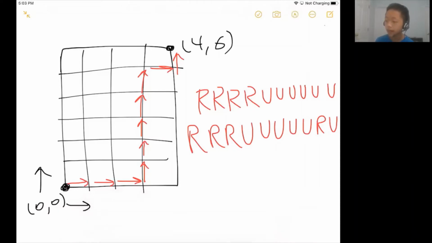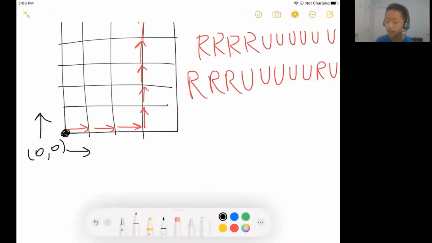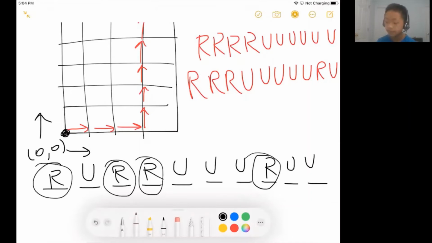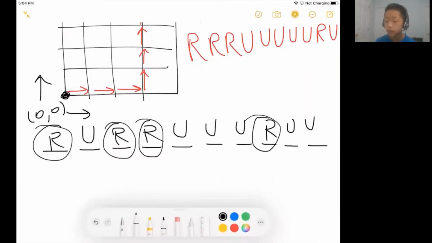So again, we can create a sequence of 10 blanks where each blank is either an R or a U. And notice that we have 4 R's, so we need to select 4 of these blanks to put an R in. Maybe we select this one, this one, this one, and this one to put an R. And the remaining slots will all be U. So to find the number of strings, we just need to find 10 choose 4, the number of possible strings of R's and U's that you can form with exactly 4 R's and 6 U's.